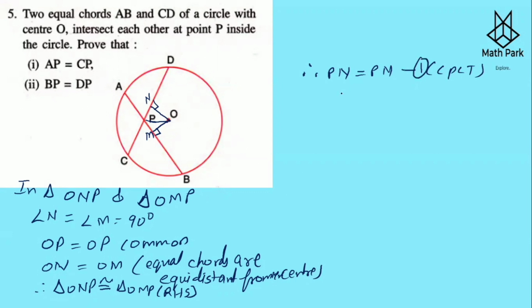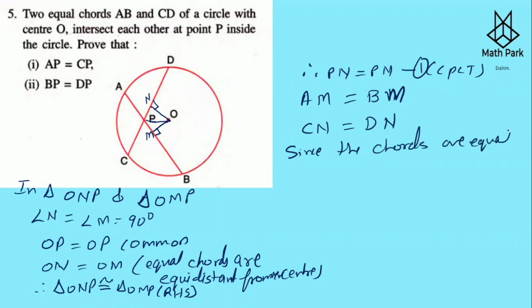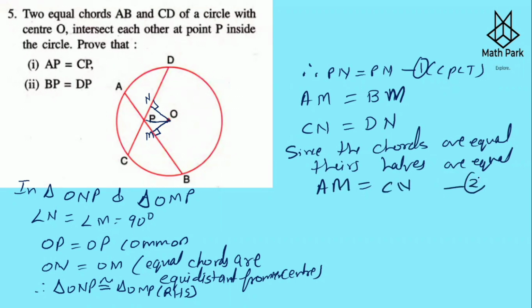So let this be our equation number 1. Now we know that the perpendicular from the center bisects the chord. Since the perpendicular from the center bisects the chord, we have AM is equal to BM, and we also have CN is equal to DN. Since the chords are equal, their halves are also equal. So therefore, we get AM is equal to CN. The halves of the chords are equal. Let this be our equation number 2. And similarly, we get BM is equal to DN. Let this be our equation number 3.